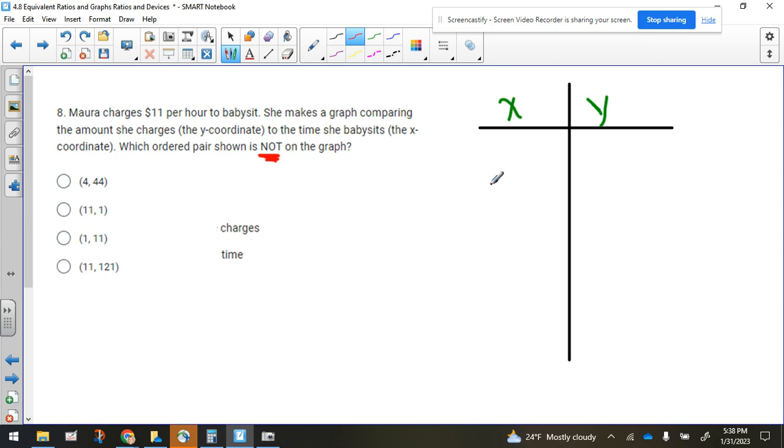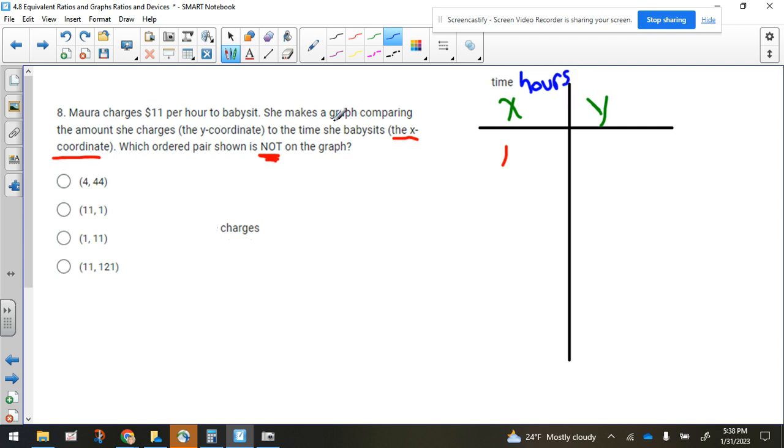All right, so let's tackle, if we were going to put a 1 here, what would go over here? Let's make sure we understand what the x coordinate is. If we read this again, they talk about the x coordinate right here. What's the stuff around it? The time she babysits. So the time would be the x coordinate. Now that's in hours, right? So we should probably also put hours next to it.